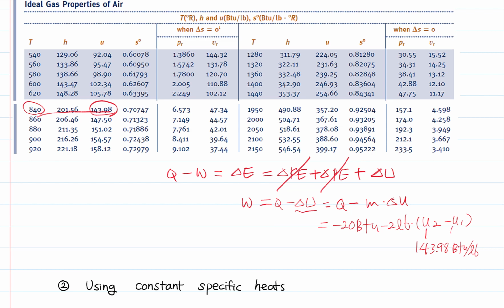And u1 at state 1, temperature 540 degree Rankine, internal energy is 92.04 BTU per pound. So W is negative 123.9 BTU. So the negative sign indicates the work is done on the system. So note that we didn't use the pressure to calculate the internal energy change, since the specific internal energy for ideal gases only depends on temperature.